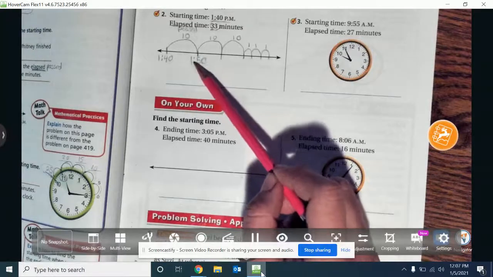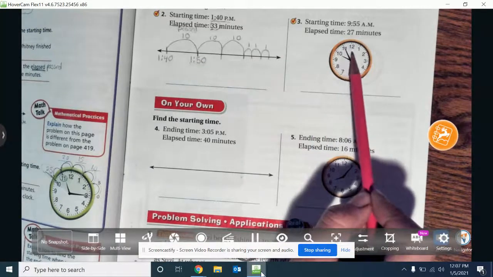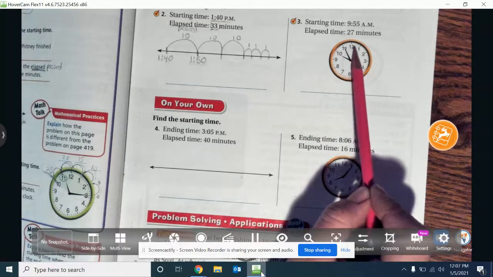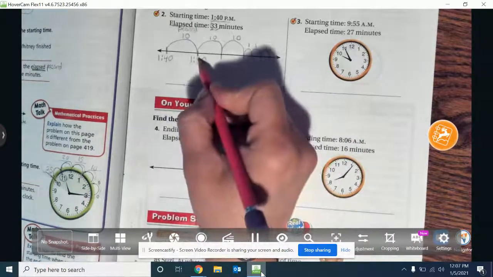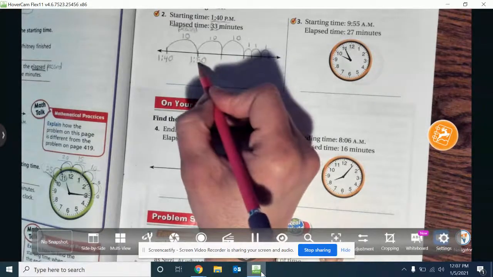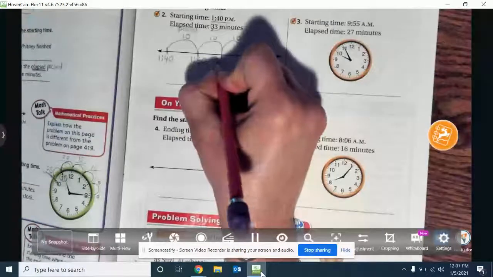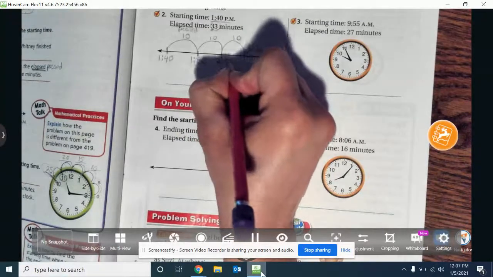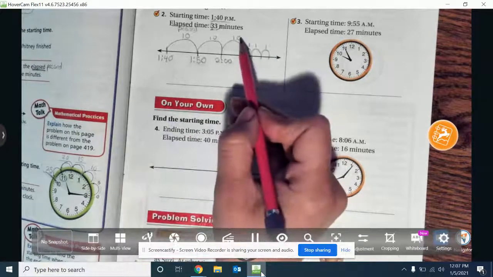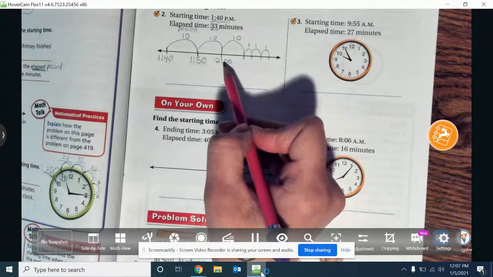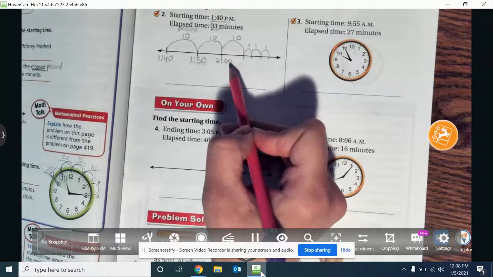If I add 10 to 50, it turns into 60. But on the clock, we don't say 60. We would say the next hour. So 50 plus 10 minutes, it will turn now to 2 o'clock. And if we add the last jump, 10 minutes to 2, it would just make it 2:10.